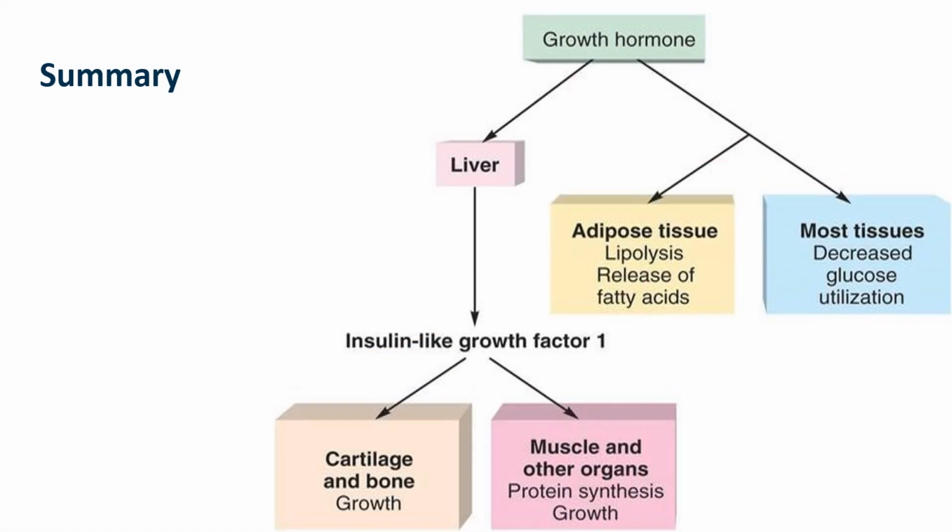In summary, the growth hormone acts on the adipose tissue and causes lipolysis, which releases the free fatty acids, and it also acts on the carbohydrate metabolism, causes decreased glucose utilization as it is a pro-diabetogenic hormone. It acts on the liver and it synthesizes the insulin-like growth factor 1. So this IGF-1 acts on the cartilage and bone and increases its growth, and also acts on the muscles and other organs, which causes amino acid uptake and protein synthesis.